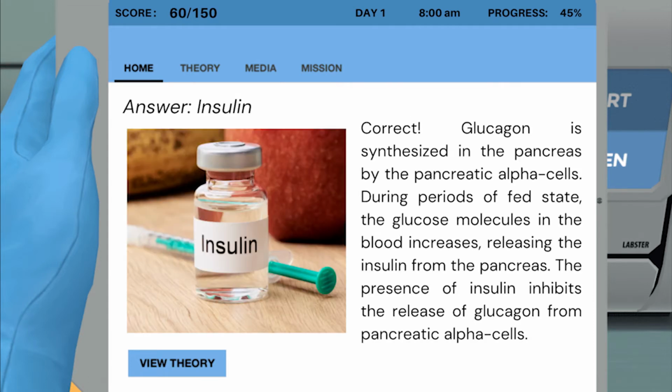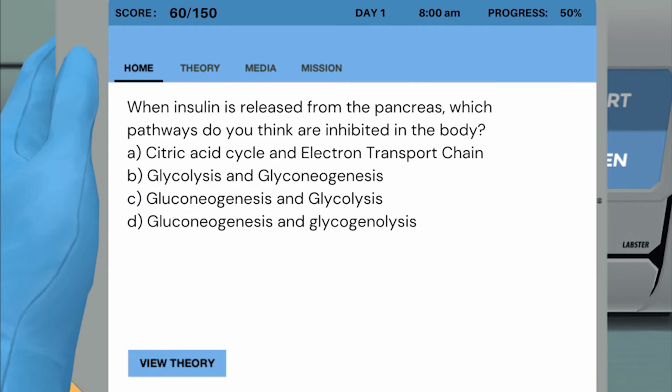Correct. Glucagon is synthesized in the pancreas by pancreatic alpha cells. During periods of fed state, the glucose molecules in the blood increases, releasing the insulin from the pancreas. The presence of insulin inhibits the release of glucagon from pancreatic alpha cells. When insulin is released from the pancreas, which pathways do you think are inhibited in the body?